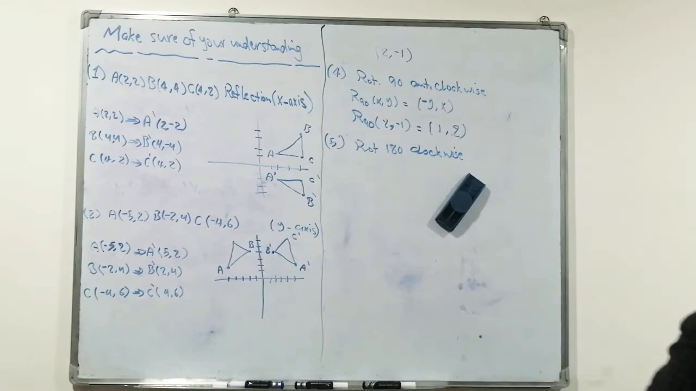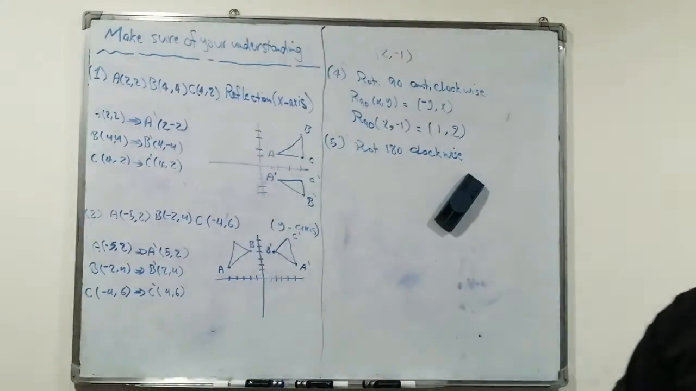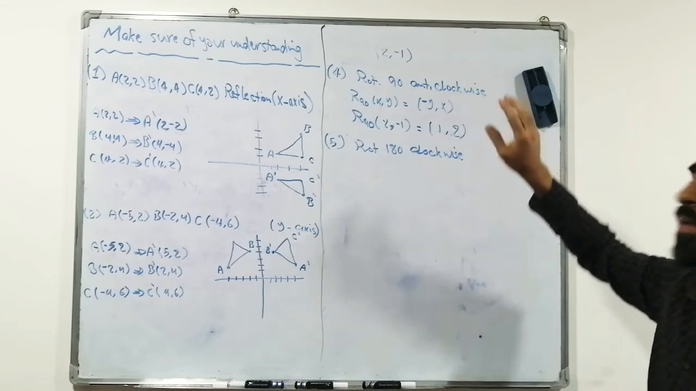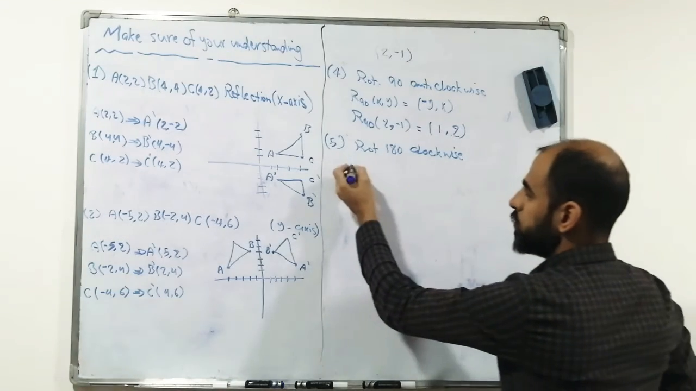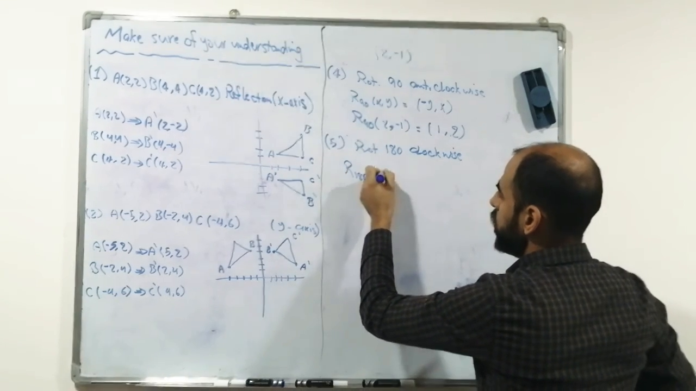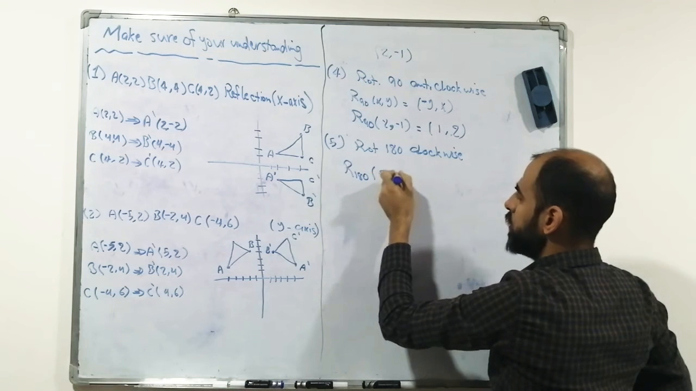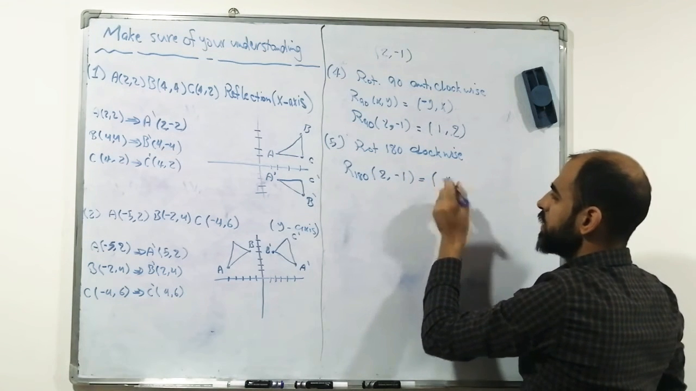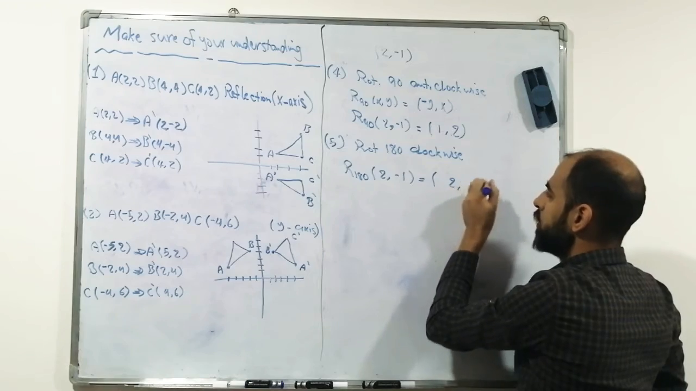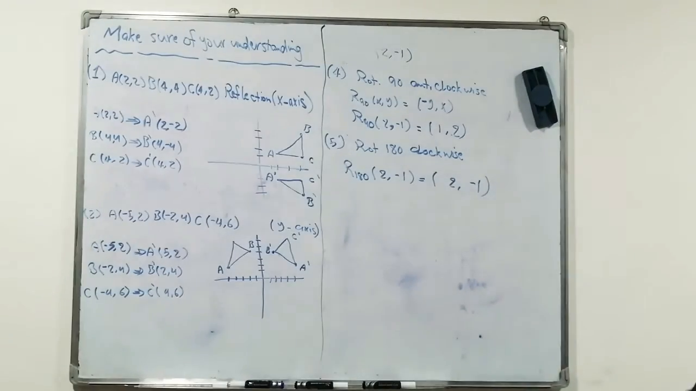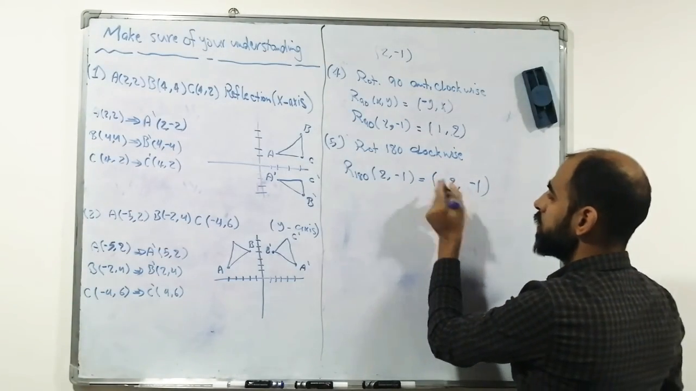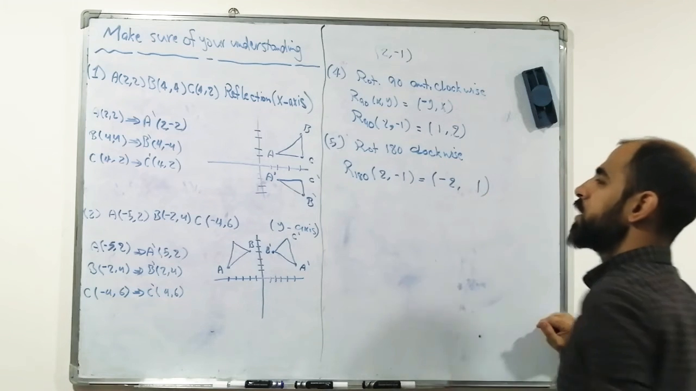Since we know that rotation 180 clockwise or anti-clockwise has the same rule, the rotation 180 of any point (x, y), here the point is (2, -1), stays as itself, x and y, (2, -1), but we change the sign of the two parts. Then 2 will become -2 and -1 will become 1.